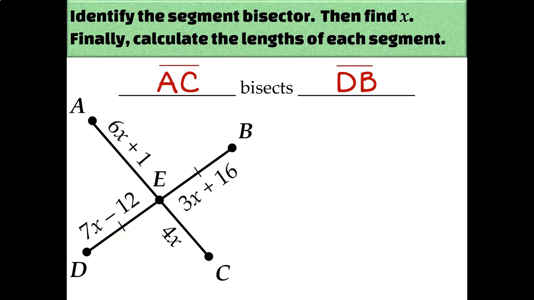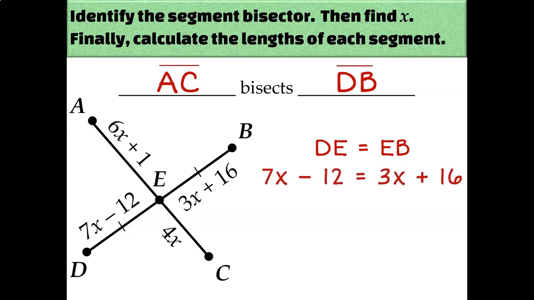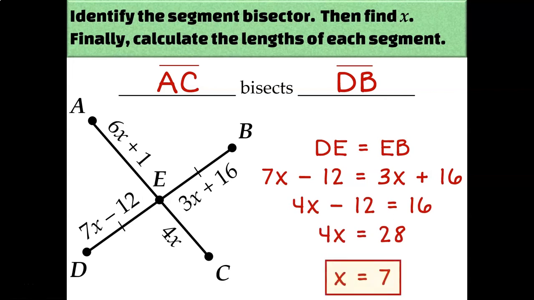And since those congruence marks are put on the diagram, I can assume that DE is equal to EB. Then I can substitute the algebraic expressions I see on my diagram for each of those segment lengths. DE is 7x minus 12, and EB is 3x plus 16. Now let's solve this equation to calculate the value of x. I'm going to subtract 3x from both sides, and then add 12. I'll divide by 4, and I find out that x equals 7.